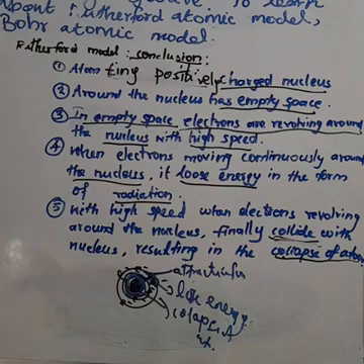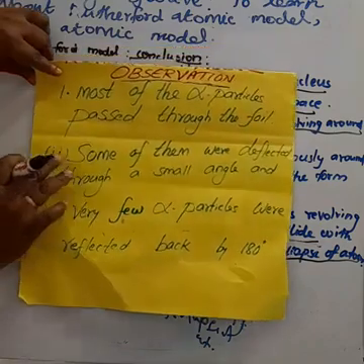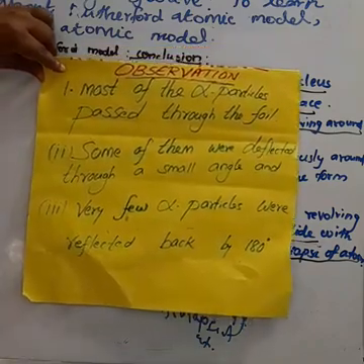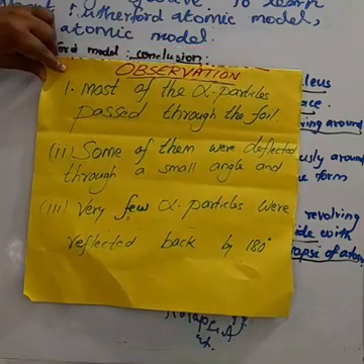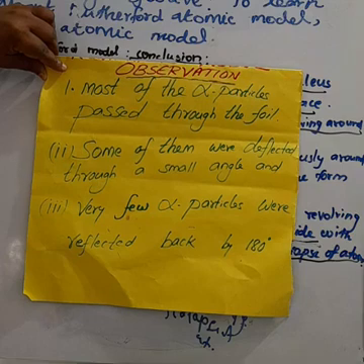Let me repeat. Rutherford did the alpha ray scattering experiment with thin gold foil. He took a thin gold foil and a stream of fast moving alpha particles. What observations did he find? Most of the alpha particles passed through the foil. Some of them were deflected through a small angle. Very few alpha particles were reflected back by 180 degrees.